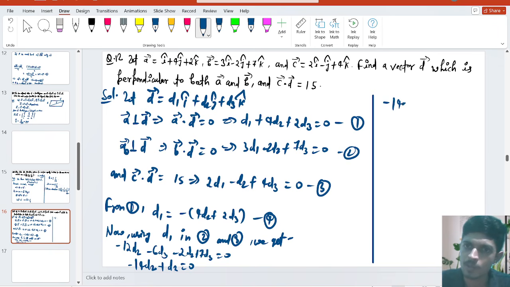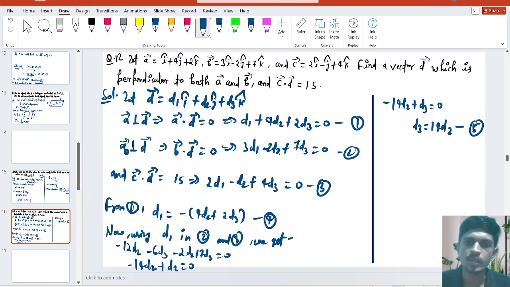Minus 14 D2 plus D3 is equal to 0. So D3 is equal to 14 D2. Call this equation number 5. And similarly, using D1 equal to this value in equation 3, you get what?